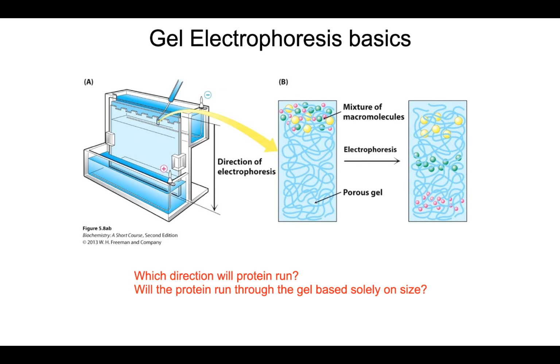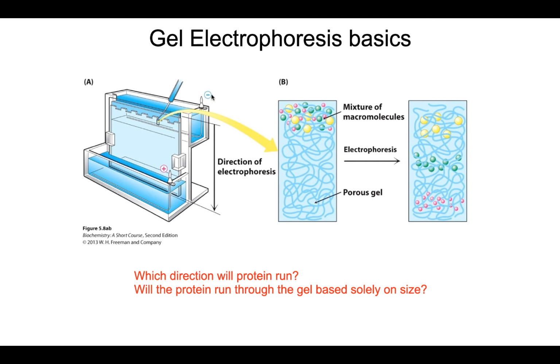You can use it to separate DNA. You can use gel electrophoresis to separate proteins. And in this case, we're going to look at proteins. The basics are this. You have a gel that is either made up of acrylamide or agarose, and you then load that gel with your protein sample of interest, or your DNA sample of interest. And then you run a current through it. You have it in buffer here, and you run a current through it.